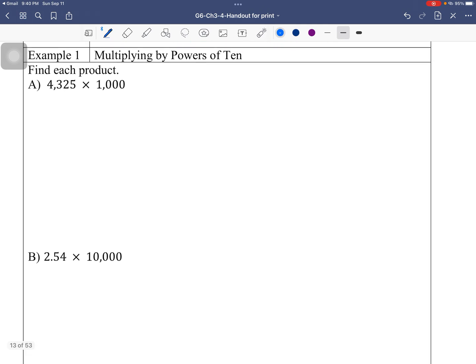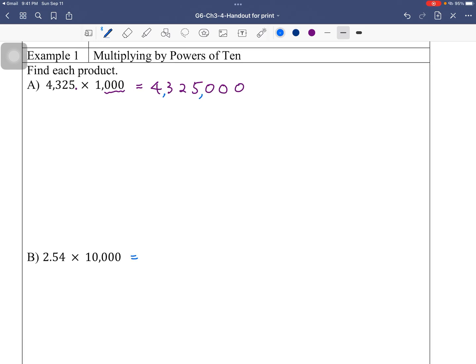So find each product. First of all, I want to find the decimal point. So 4,325, the decimal point is here. When I multiply things with 10, I add 0 at the end. So 4,325 times 1,000, add 0, add 0, add 0, every 3 digits a period here.